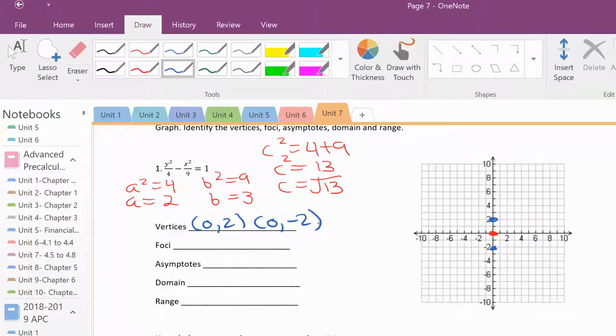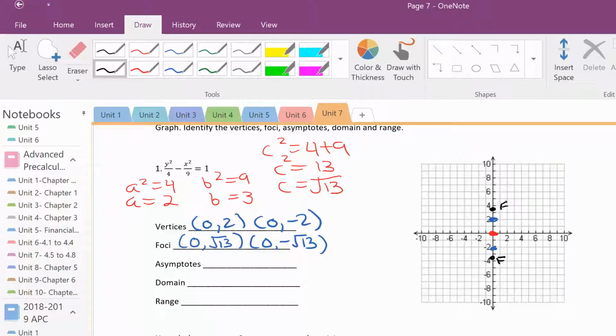And then the foci are going to be 0 and positive square root of 13, and 0 and negative square root of 13, because they're going to go up here. And remember, square root of 13 is like 3.5. So it's right there and right there. So those are the foci.